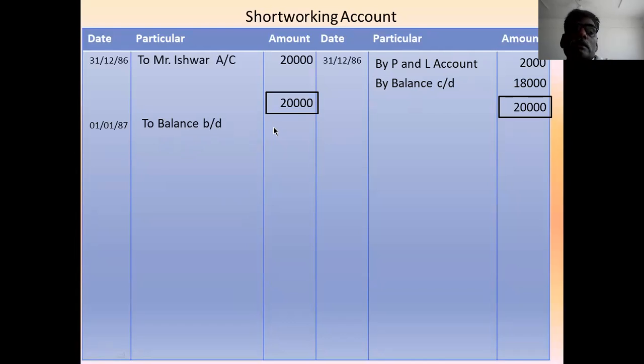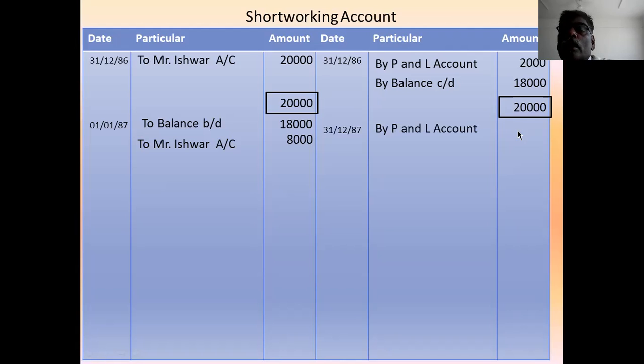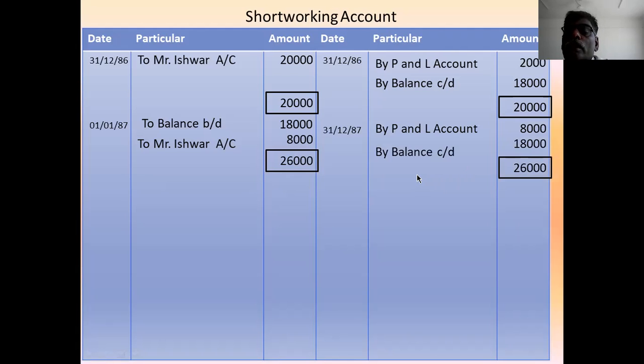Take the opening balance 18,000. In the second year, to Ishwar account, the SW amount is 8,000, and in the SWIR recovery column there is 8,000, so on the credit side, by P&L account 8,000. Close the account and ascertain the balance. Total 26,000, by balance carried down 18,000. To balance brought down 18,000.